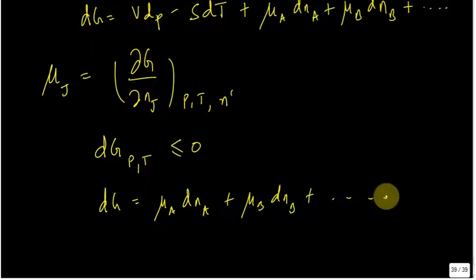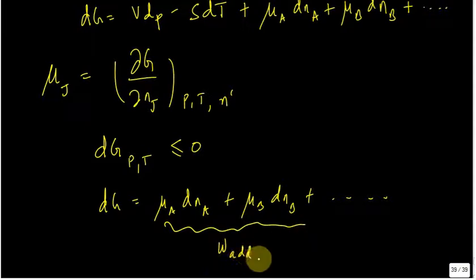What is that equal to? Right, that is what we saw. The change in Gibbs free energy at constant pressure and temperature was equal to the maximum additional work. So this entire thing is essentially your W additional maximum.